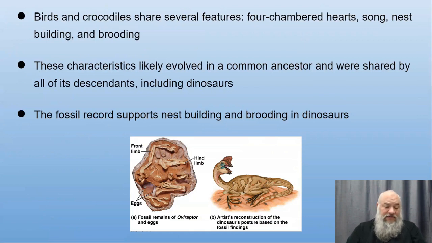Those characteristics then likely evolved in their common ancestor, and that happens to be the same common ancestor they share with dinosaurs. So we can infer from that that dinosaurs brooded on nests and built nests. It's also likely they had a four-chambered heart, and likely they communicated with song. Now, we don't have evidence for all that. Hearts don't fossilize very often, and we can't tell if they sang, but we have found fossil evidence that they built nests and sat on those nests. So that's a little bit of evidence that this bracketing technique is useful with phylogenies.